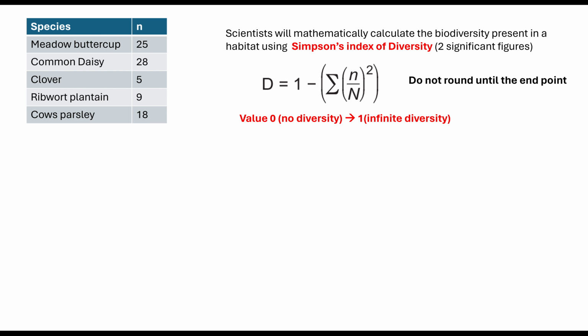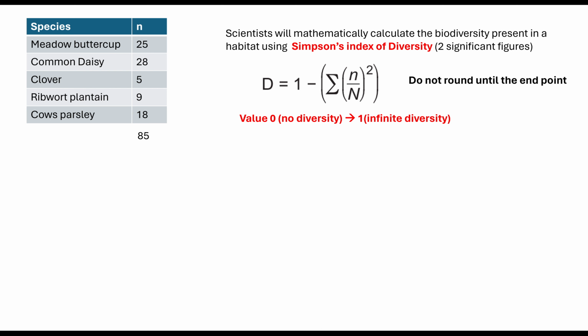So here I have another sampled data collection. I have this time 5 individual species, and I can see my number of each of those individuals in the column. So what I need to do is get the total number of individuals. So here you can see the Simpson's index of diversity equation is 1 minus the sum of n, for example 25, divided by the total number, which is 85 squared.